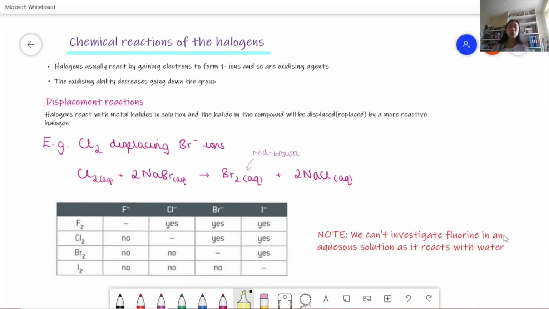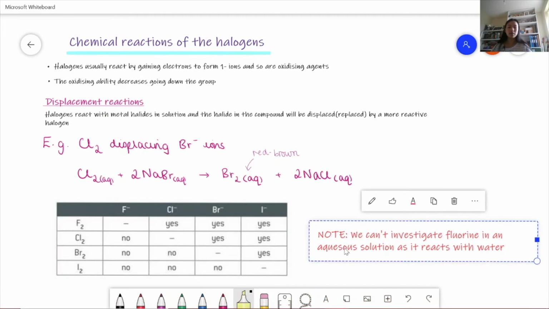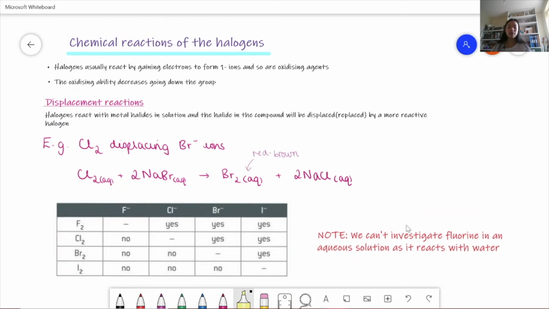And one really, really important note is that we can't investigate fluorine in an aqueous solution, and that's because it reacts with water.